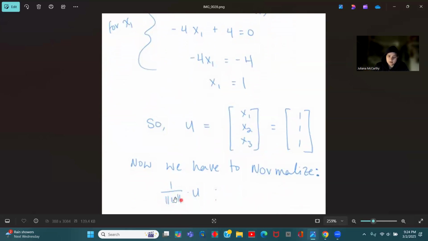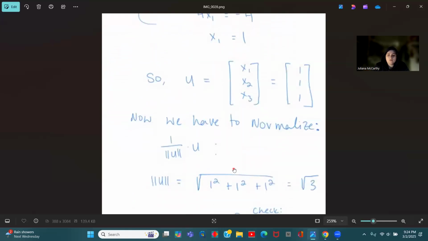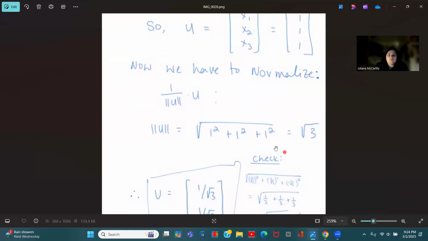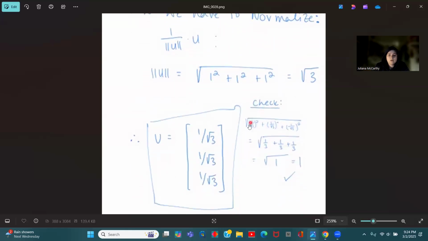This is finding the length of u, so we take u and divide it by the length of u. Solving for the length is just the square root of each of these squared. So 1 squared plus 1 squared plus 1 squared is the square root of 3. And so then 1 over the square root of 3 times u. So we just divide each of these by the square root of 3, and this is what we come up with.